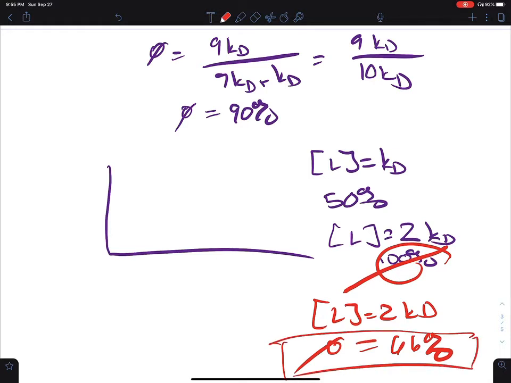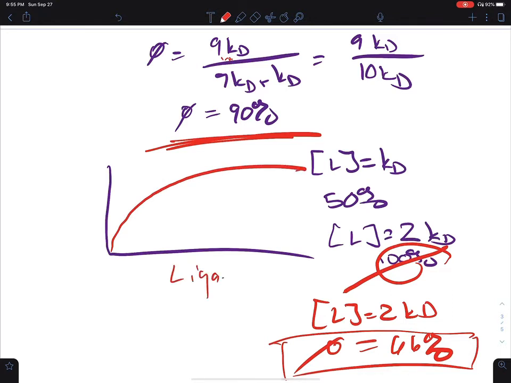So something breaks down. In fact, you have to go up here. We have the ligand concentration at 9 times the Kd, not twice the Kd, but 9 times the Kd, and still you're only at 90% bound. So if you plot this out, it's going to look something like this: as you increase the ligand concentration, at some point you actually level out. And so you approach 100% bound here, but you never actually reach it.